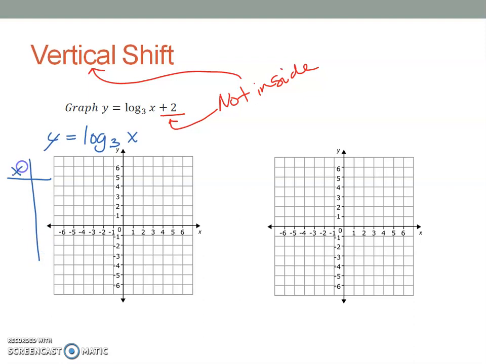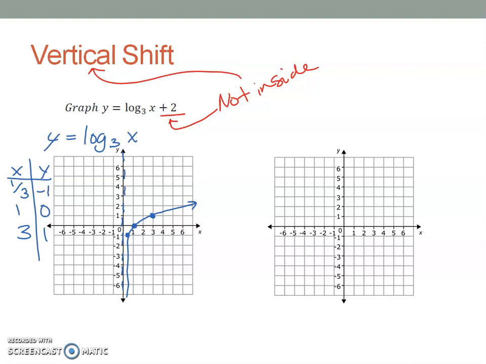Draw my table, x and y. Remember, for your logarithm, you know your y's: -1, 0, and 1. 0 always goes with 1. 1 goes with the base, which is 3. And -1 goes with the reciprocal of the base, which is 1/3. So I've got 1/3, -1; 1, 0; 3, 1. Don't forget our vertical asymptote. Draw my line. And there we go.